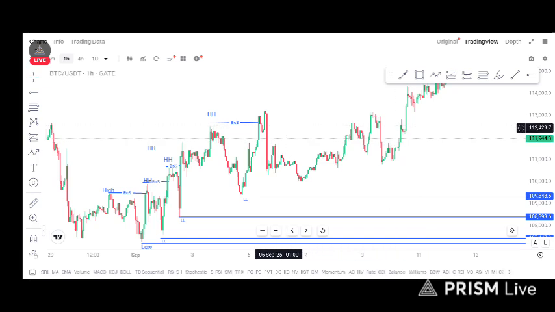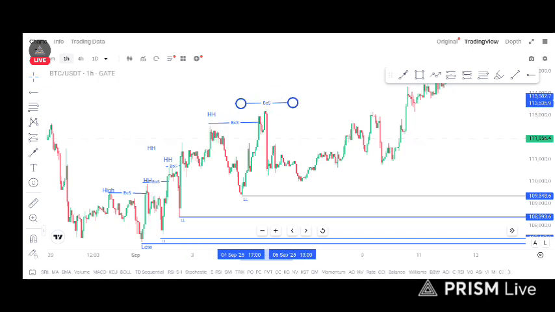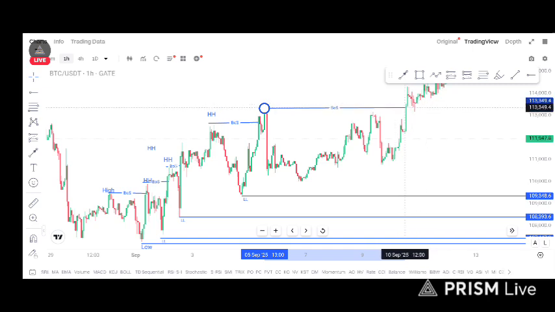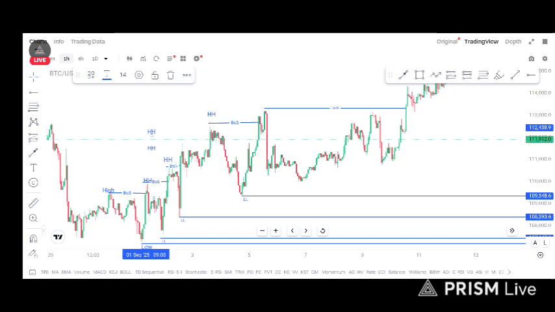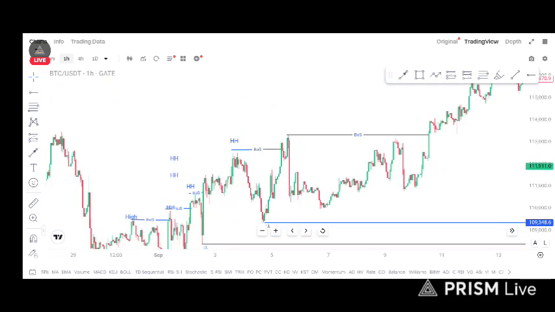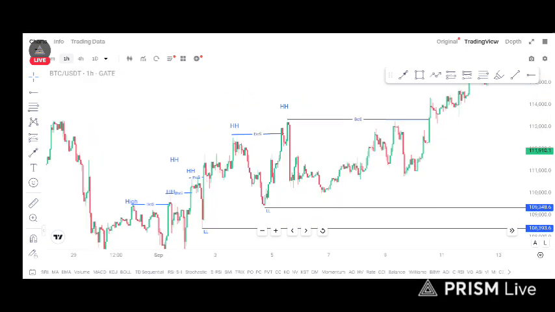The same thing happened here, the same thing that happened there. So we are not going to consider here as our lower low. Okay, so you had a new break of structure. You have our higher high, a new high, and a new break of structure. A new high. Okay.